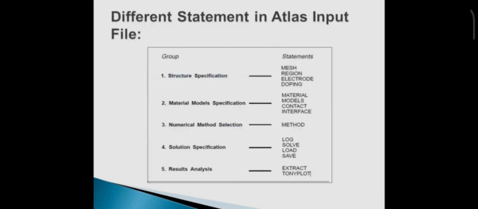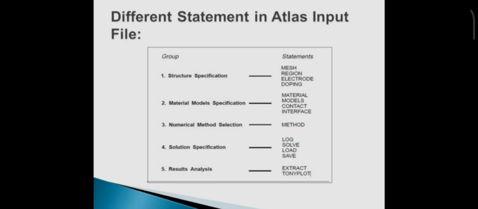The order in which the statements occur in the Atlas input file is also important. There are five groups of statements that must occur in the correct order. Otherwise, an error message will appear which may cause incorrect operation or termination of the program. For example, if the material model specification is set in the wrong order, then it may not be used in the calculation. The order of the statements within the group, that is structure specification, is also important. Otherwise, it may also cause incorrect operation or termination of the program.